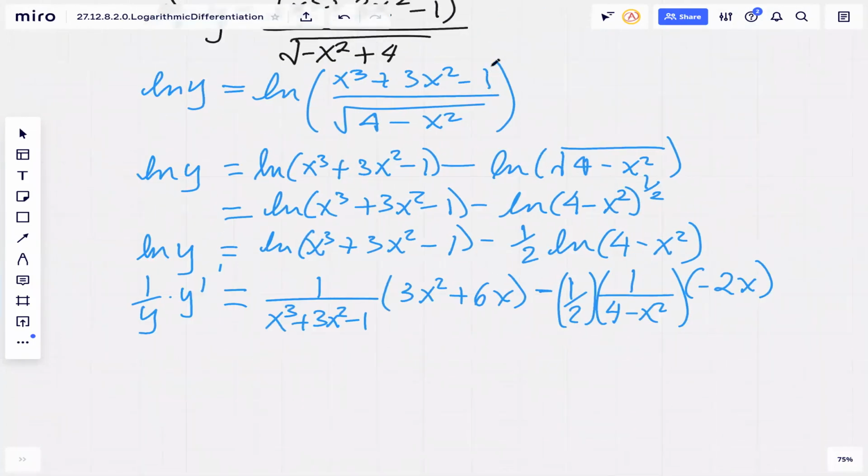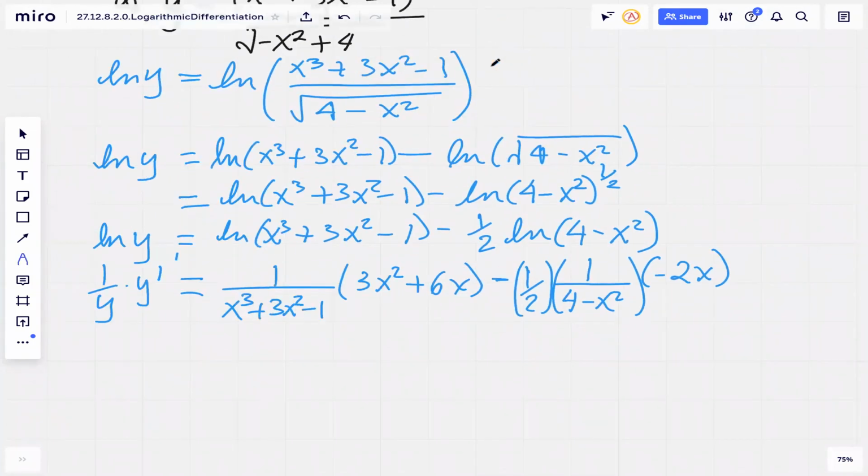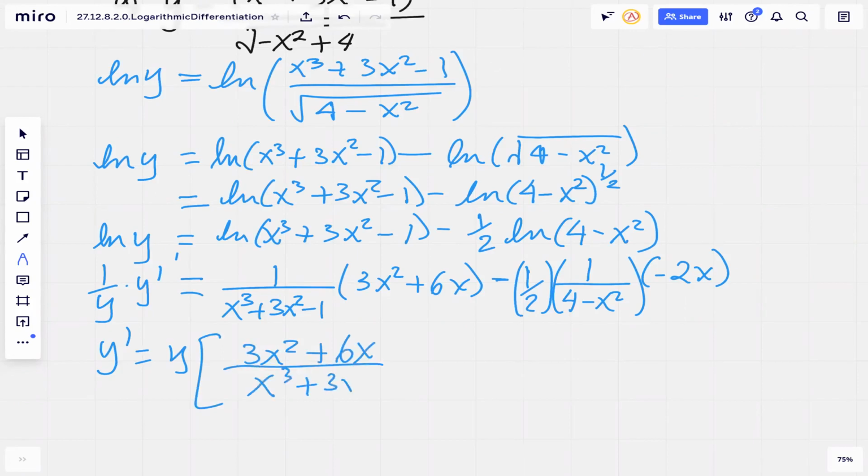Now the goal is to solve for y prime. So y prime equals y times all of this. Let's clean this up a little bit. 3x squared plus 6x over x cubed plus 3x squared minus 1 minus, looks like we cancel out these 2's. We have 2 negatives, so that makes a plus. Plus 2 over 4 minus x squared.